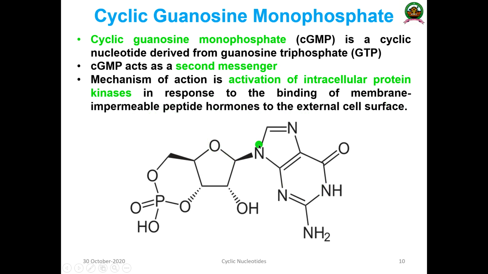So this is the structure. This is the guanosine or guanine. This is guanine, you can see NH2 and O, and this is the sugar. And here you can see the phosphate. So this is the cyclic ring structure. This is the nucleotide, the cyclic nucleotide. This is another important thing.